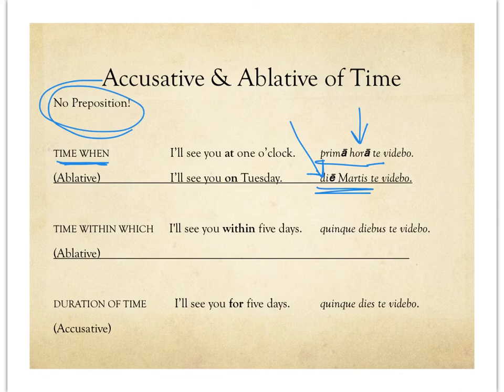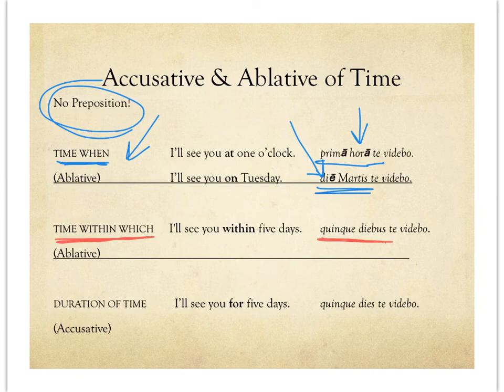Likewise, if we're talking about time within which, we are also going to use the ablative. You might think that this would be confusing, that we would confuse it with time when, but we really can't. And I'll show you an example. I'll see you within 5 days. Quinque diebus te videbo. If you try to do it as a time when, I will see you on 5 days, it doesn't really make any sense. The ablative of time when is much more common than the time within which. But if time when doesn't work, then it has to be time within which, and so it is super, super clear. If it's not on 5 days, it's going to have to be within 5 days.